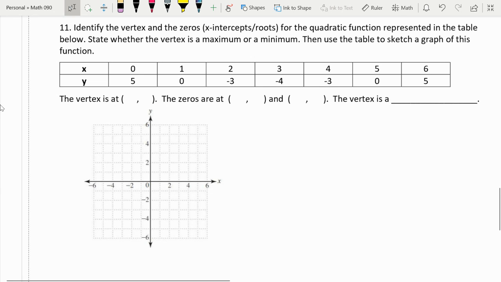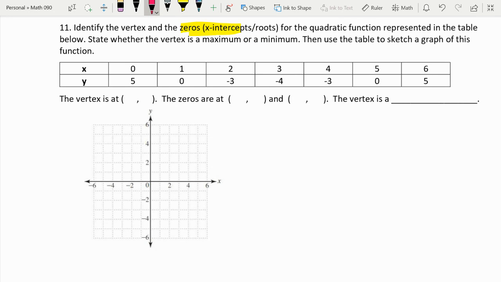Number 11. Identify the vertex and the zeros. Remember, the zeros are the x-intercepts or the roots. When they say zeros or x-intercepts, all that means is where is y equal to 0? That's all it's asking. When they ask that, y equals 0.